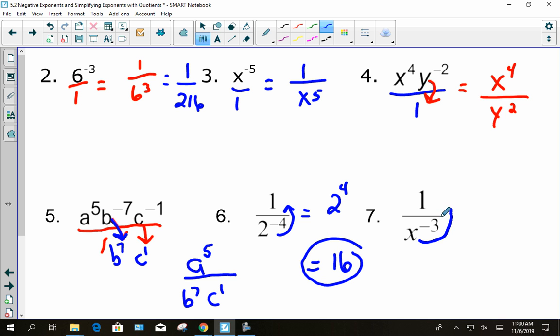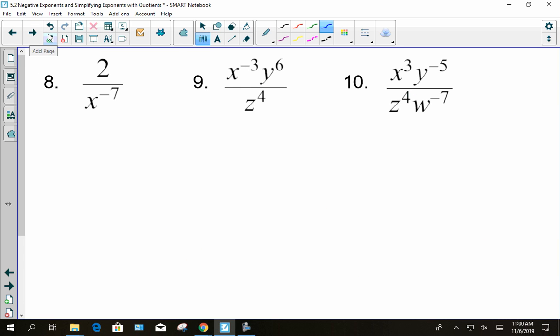So this x to the negative 3 has to move up, so it becomes x to the 3rd power. All you're doing is moving the exponent. So let's go. Oh, that's all we're doing.